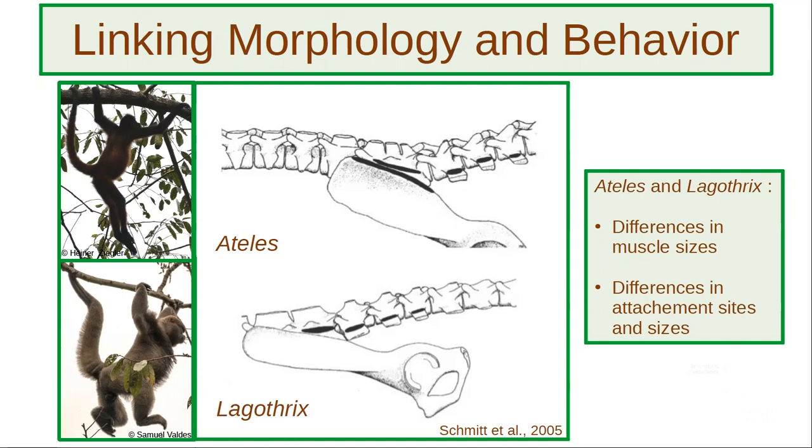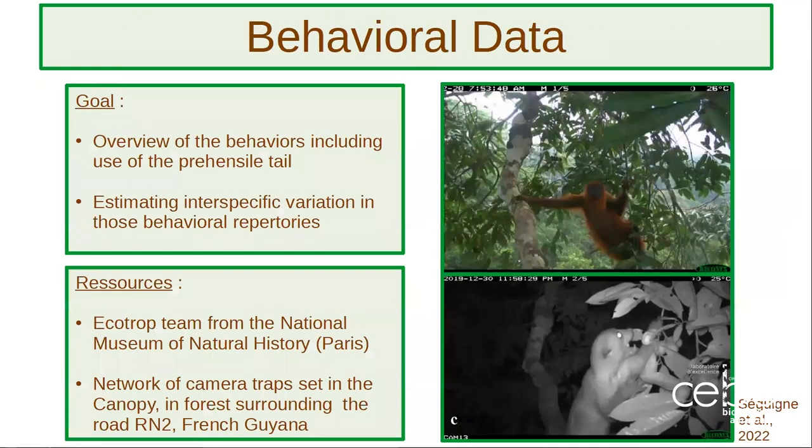And when you look at their morphology, you can see that Ateles have bigger tail muscles, and that even insert up to the hips compared to Lagothrix. And so, except for New World primates, we tend to lack behavioral data regarding tail use in postural and locomotory behaviors. And it will be the first step to link those two components of the phenotype of those species.